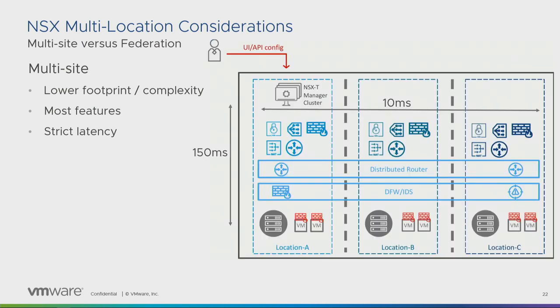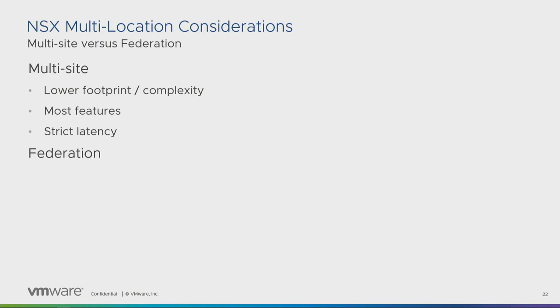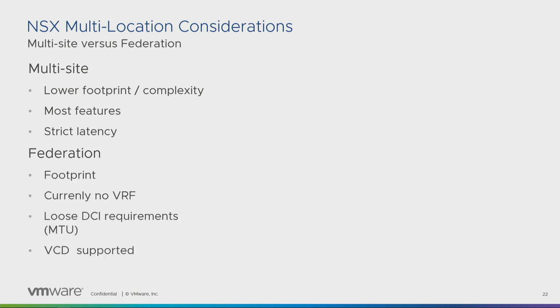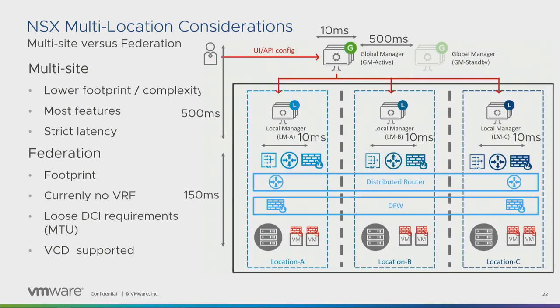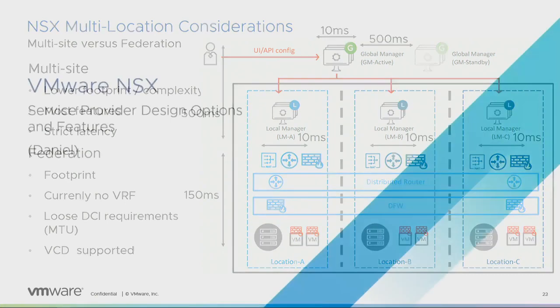So multi-site works well, but of course it has some limitations. There are some very stringent limitations in terms of latency or RTT times between sites. Typically, only 10 milliseconds are allowed between locations, so it's really a per-country deployment. Whereas federation, which is another feature that we have, has a way larger footprint, but unfortunately, currently we don't support all of the functionality. We don't support VRFs, we don't support multi-tenancy, for example. Recently, we did introduce Cloud Director support for federation, which is a pretty cool thing to have.